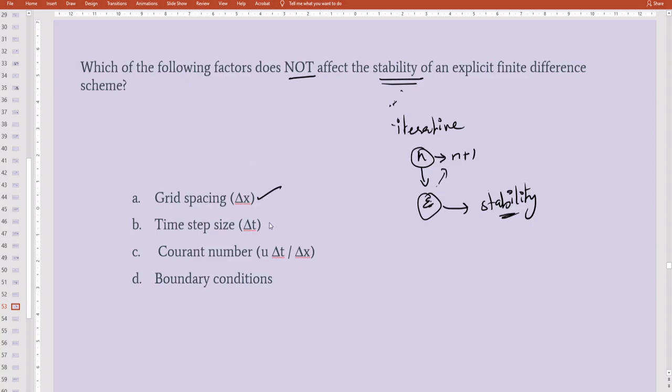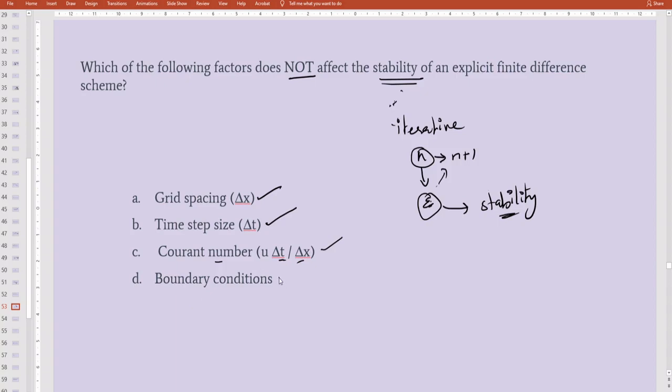Then again, for transient problems, the time step will also be there in our discretized equation. So the induced error can be affected by delta t. So delta t also affects the stability of schemes. Then, both delta t and delta x are there, and we also know the Courant number is a well-known stability criterion. So the Courant number also affects the stability.